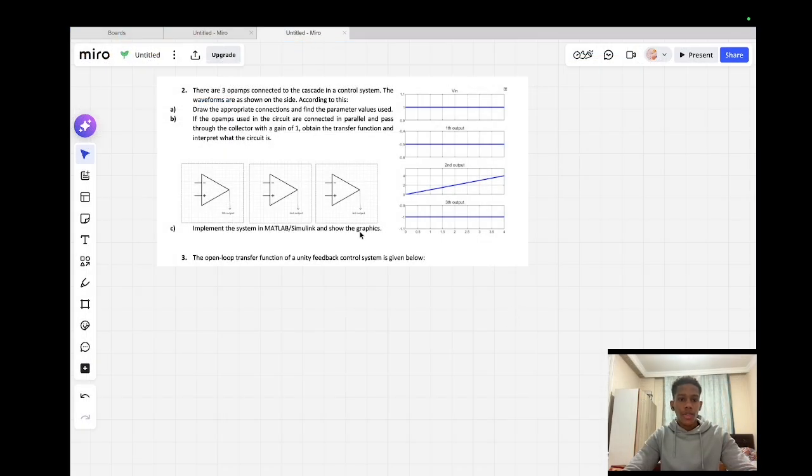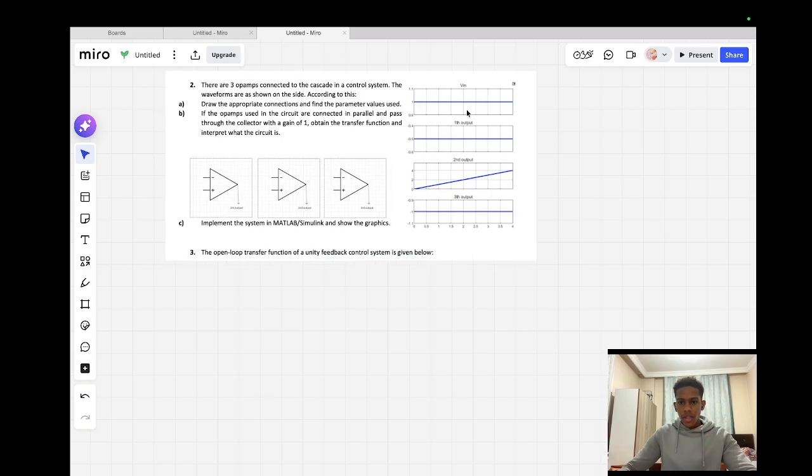In the second question, there are three operational amplifiers connected in cascade in a control system. The waveforms are as shown on this side. Okay, according to this, first question, draw the approximate connection and find the parameter values used. Okay, firstly, this is the input signal Vin equal to DC 1 volt.